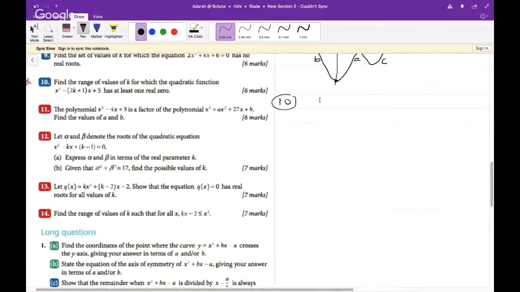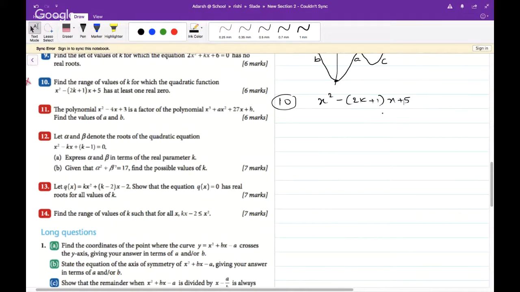Next one. Find the range of values of k for which the quadratic function x square minus 2k plus 1 into x plus 5 has at least one real root. At least one real root meaning b square minus 4ac should be equal to or greater than 0.